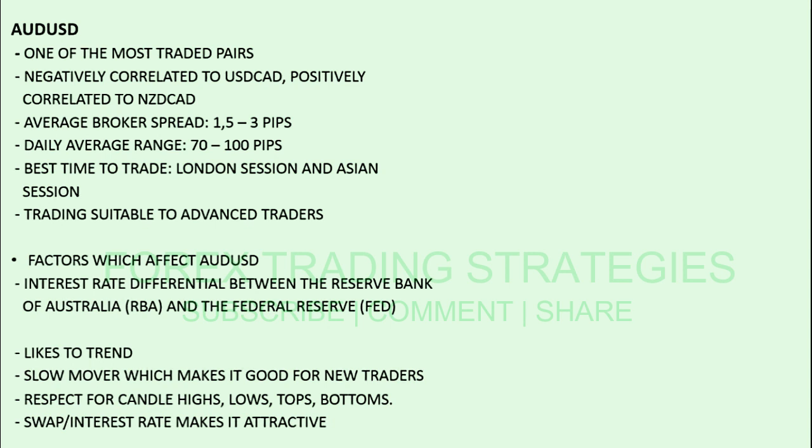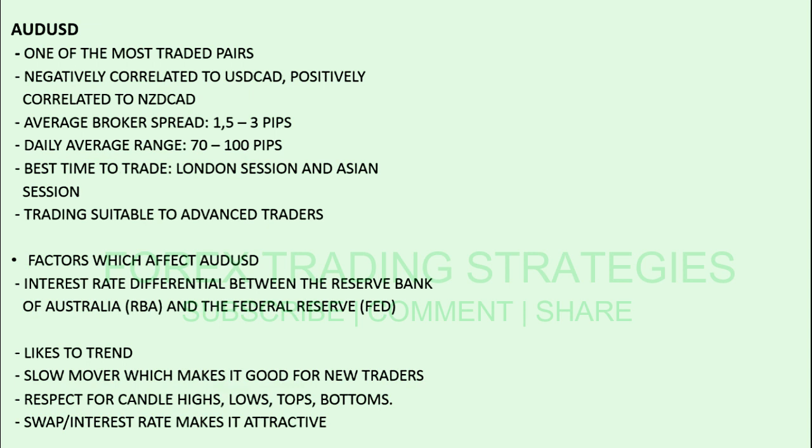Okay, now let's take a look at AUD US dollar. It's one of the most traded pairs, negatively correlated to US dollar CAD, positively correlated to New Zealand dollar. Average broker spread is 1.5 to 3 pips. Daily average range is 70 to 100 pips. Best time to trade is London session and Asian session. Trading suitable for advanced traders.